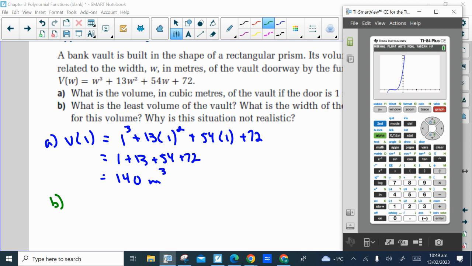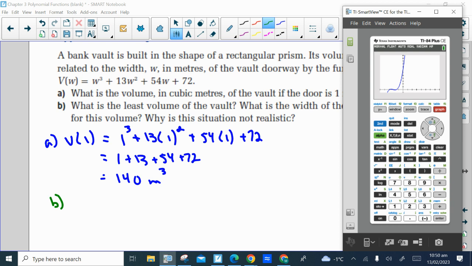So again, this graph represents the volume. Okay, it represents the volume. And the volume has to be positive. According to this graph, the minimum volume will be actually when W equals 0, and with that equation, the volume would be 72 cubic meters, because that's the y-intercept, the point 0, comma 72. But that's not really going to work, because remember, W represents the width of the door, and if you have the width of the door being 0 meters, you got no door.